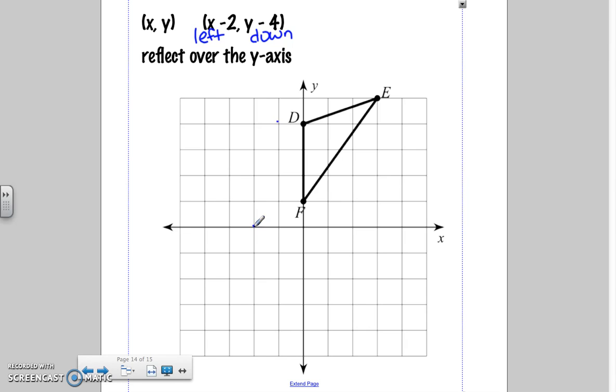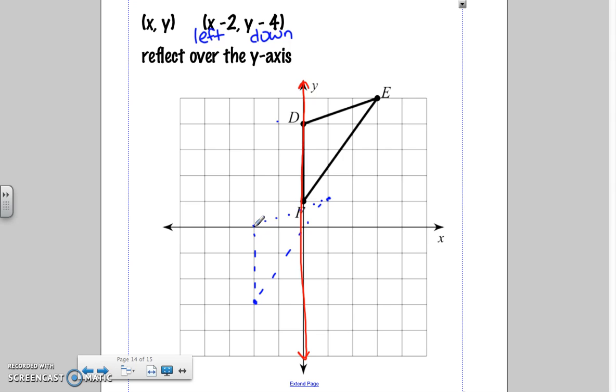Then I want to move my E and my F the same way. So left 2, down 1, 2, 3, 4. F over 2, down 1, 2, 3, 4. So temporarily, my triangle is sitting in this location. That is not my final image, so I need to do my reflection over the y-axis. The y-axis is sitting here in the center.